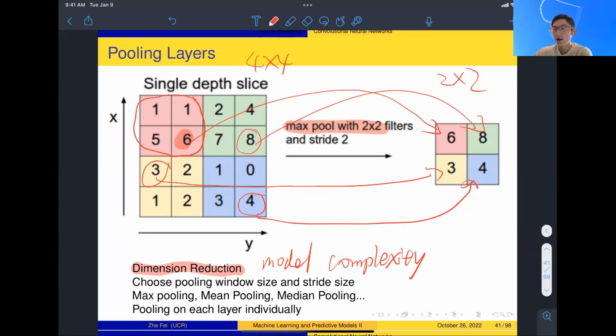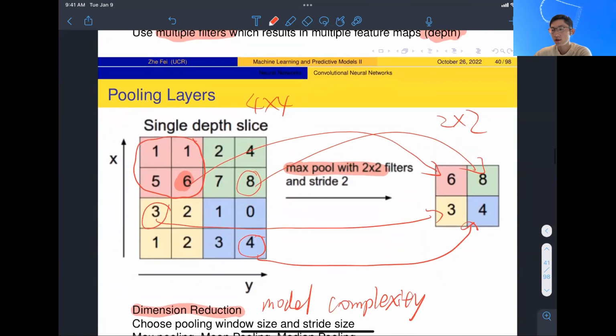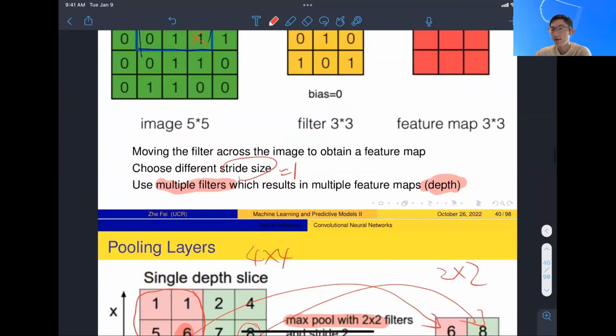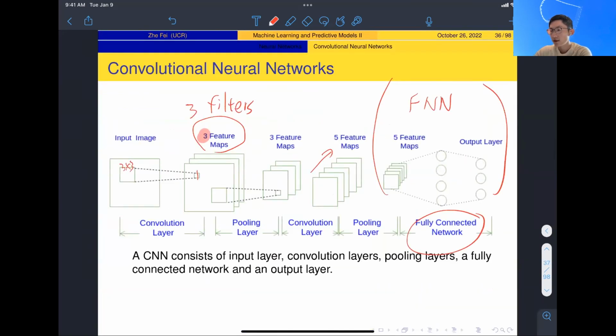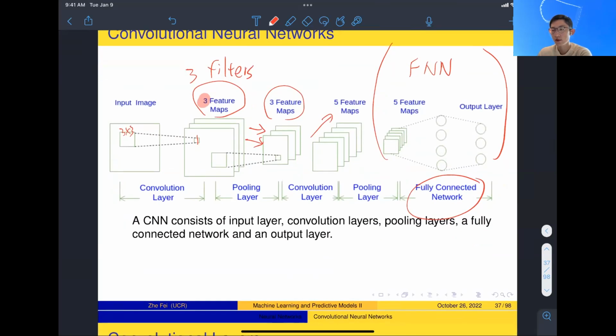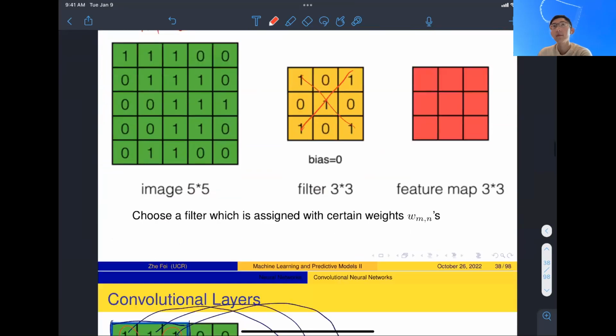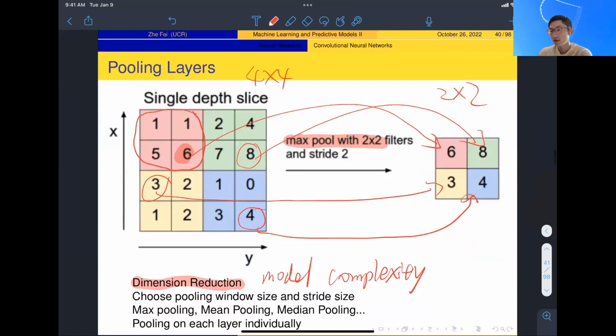And using pooling does not change the depth, right? You remain at the same depth after you do the pooling. For example, from here to here, we see that from the convolutional layer we have 3 feature maps, and after pooling we still have 3 feature maps, but the dimension is reduced, right? That's the goal of the pooling layer. Okay, so that's the pooling layer.